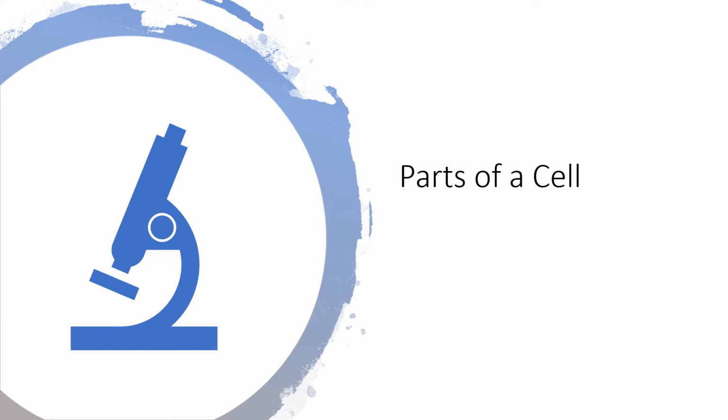So we are going to continue with chapter 3 and we are going to start with the parts of a cell. In this lecture, we're just going to talk about the differences between something called a prokaryotic cell and a eukaryotic cell, and we'll get into a little more depth about what is in an animal cell. We'll talk about plant cells in the next lecture.